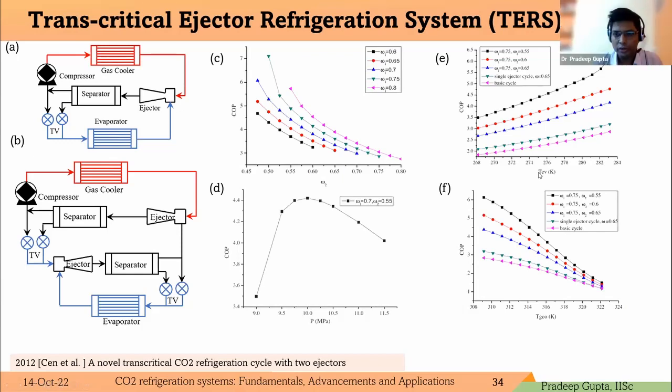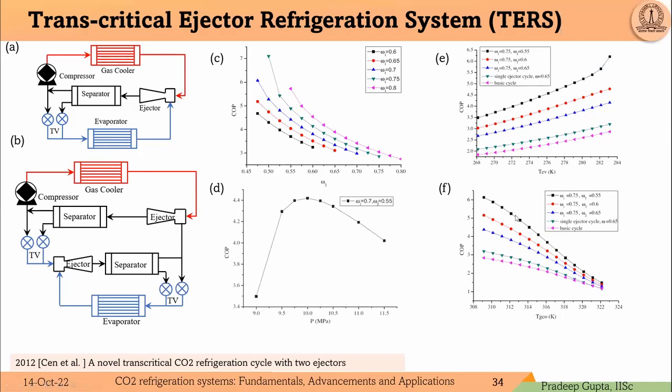I am not very sure. I'll just go through it. I think it should be the same, because they are just changing this evaporator pressure, and they have plotted the COP of these two different configurations as well. So the evaporator pressure and the gas cooler pressure should be the same for these two configurations.